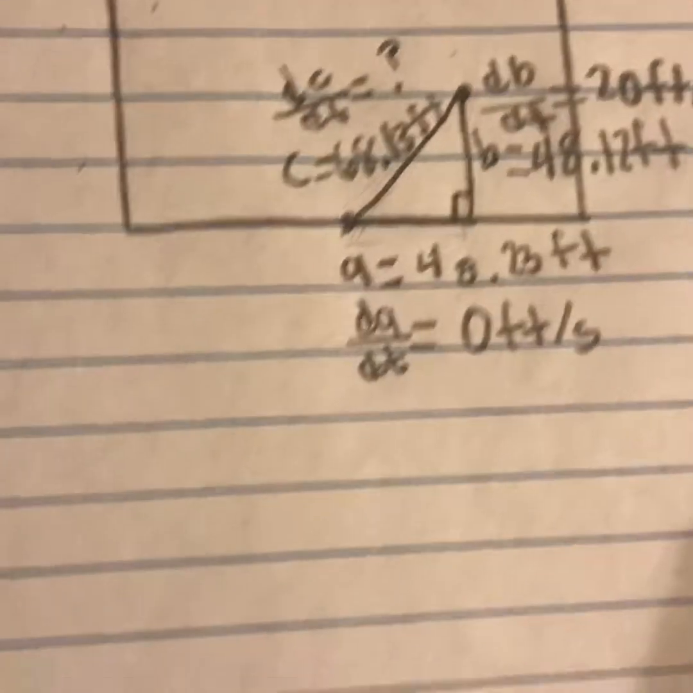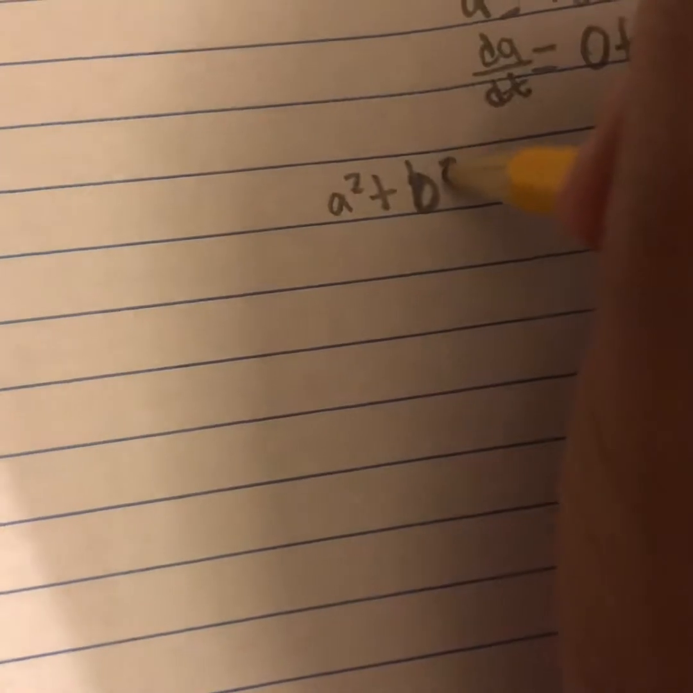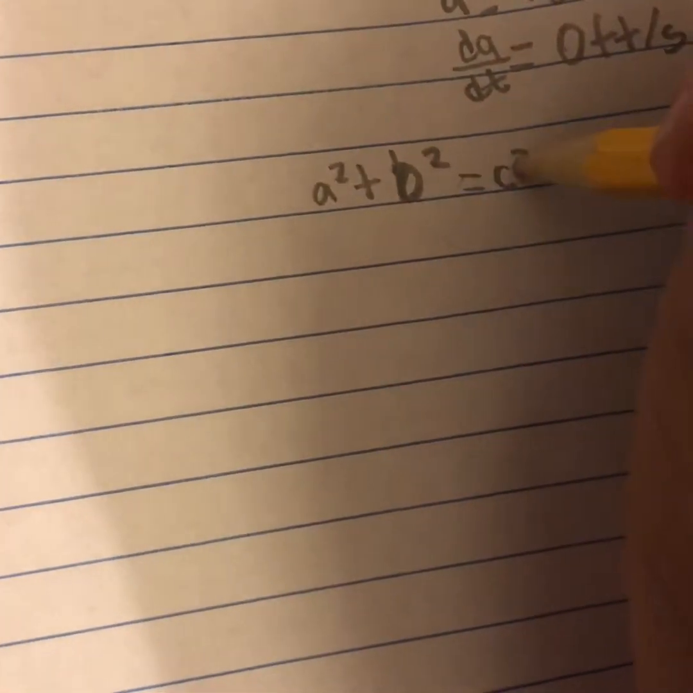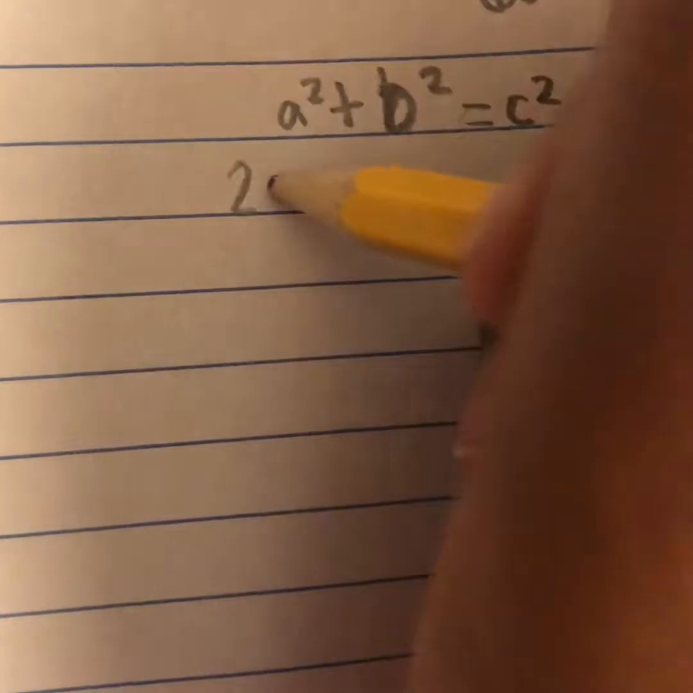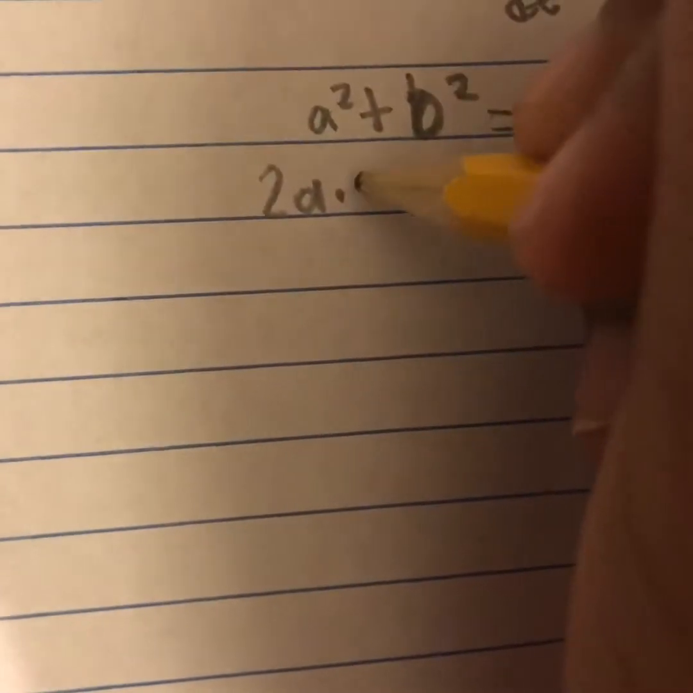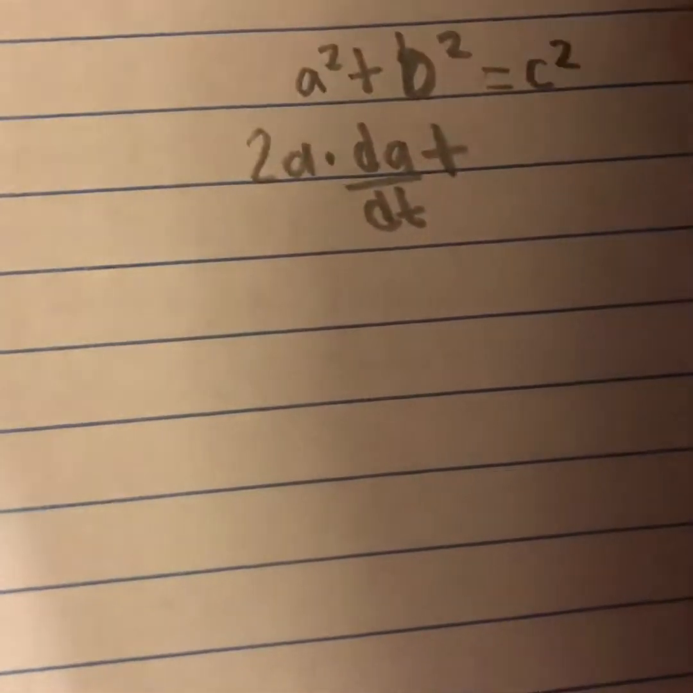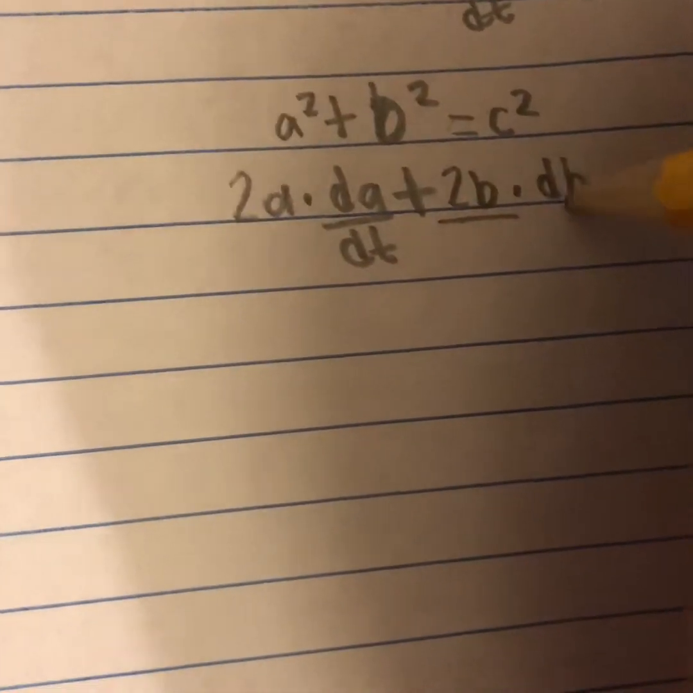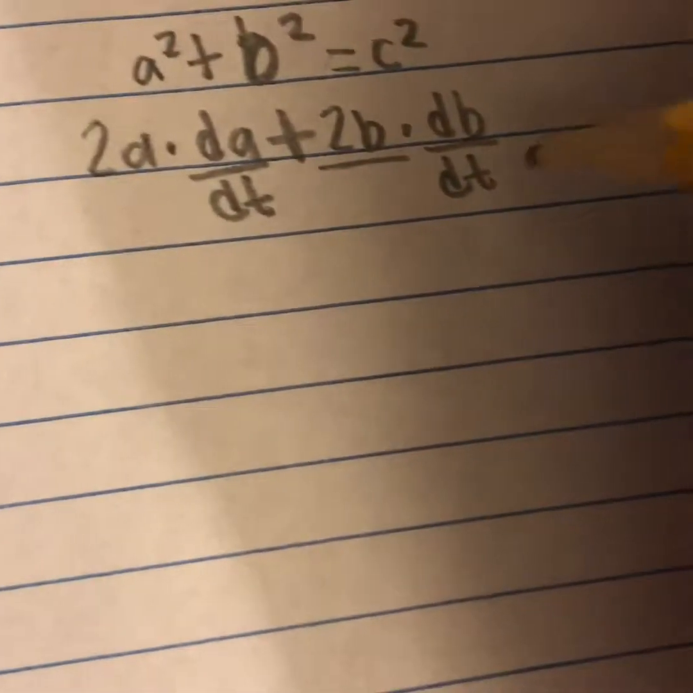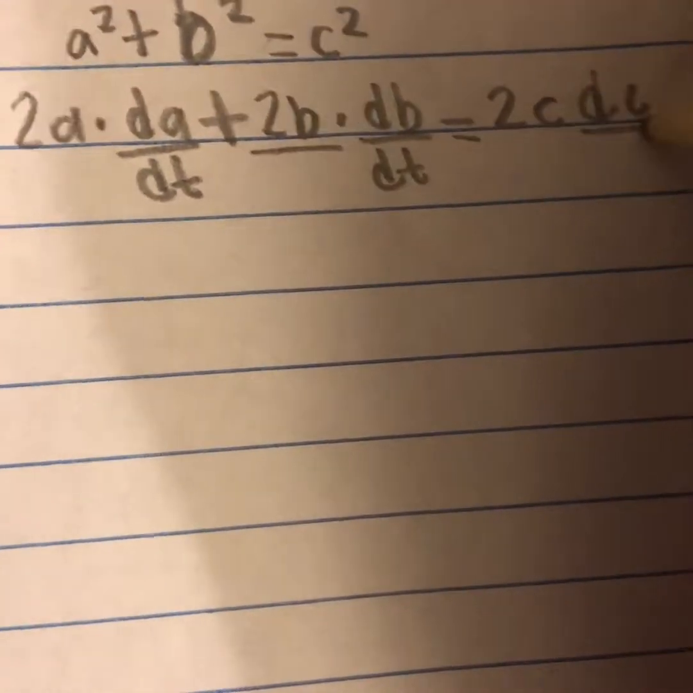So to figure that out, we're going to use the Pythagorean theorem again. So we write out the Pythagorean theorem. So we take the derivative of A squared, which is 2A, and then we'll multiply that by the derivative of A with respect to time. And then you find the derivative of B, and then multiply that by the derivative of B with respect to time. And then you do that with C. 2C, derivative of C with respect to time.